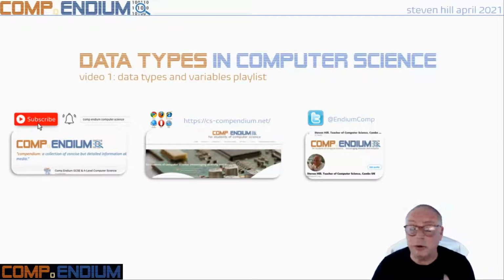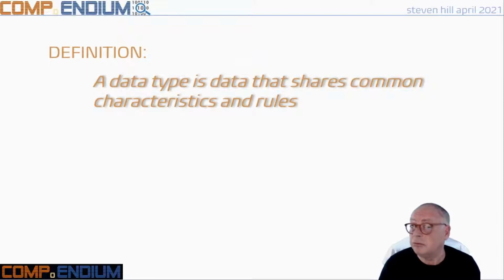So let's make a start then on data types, and we're going to start with a definition. If you Google "what is a data type", you will get some very complicated answers coming back which are not particularly helpful at this level of your studies in computer science, and as many different answers as you have query results. So I've given you a very simple definition, I hope, which is easier to remember: a data type is simply data that shares common characteristics and shares a common set of rules. If that means nothing to you at this moment, don't worry, because it will become a little bit clearer as the video progresses.